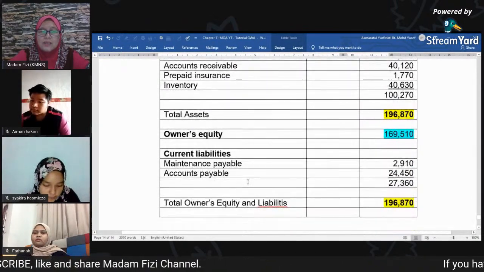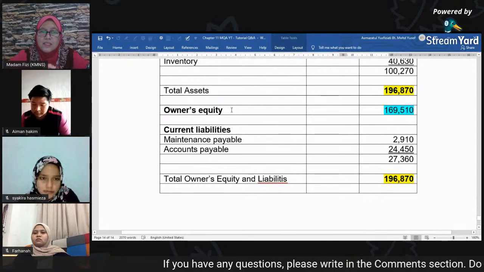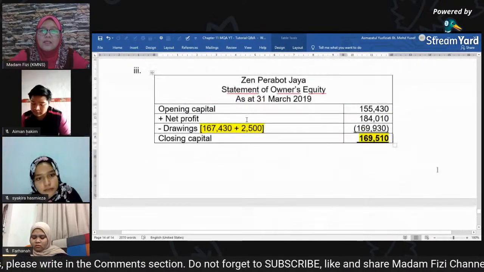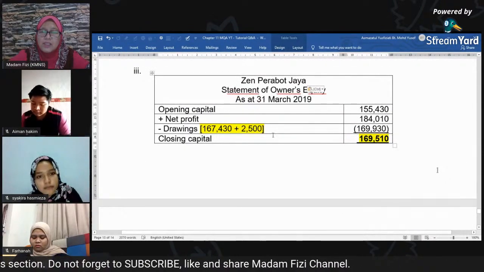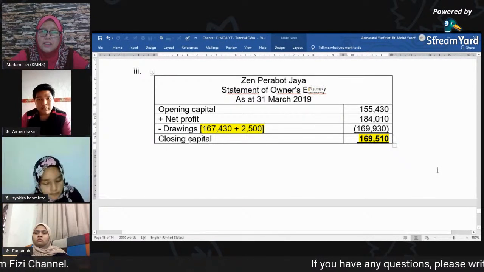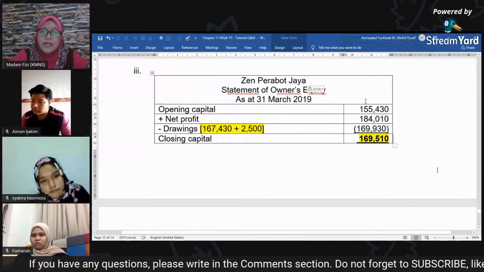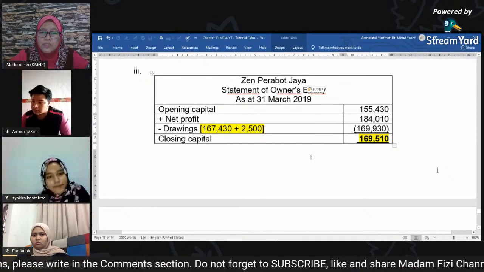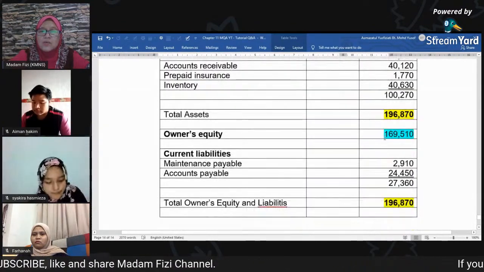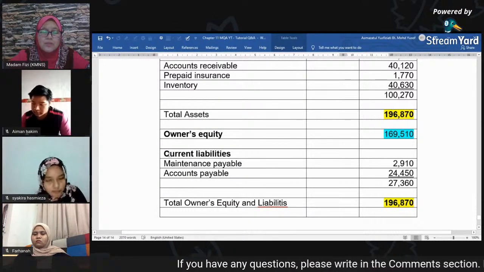Okay, you can see here the owner equity. I didn't write down the calculation again. Why? Because we have already made the statement of owner equity, so you just take the closing capital 169,510. You don't have to rewrite the formula all over again. Okay, understand? So just write the owner equity 169,510. Then we proceed with the liability.